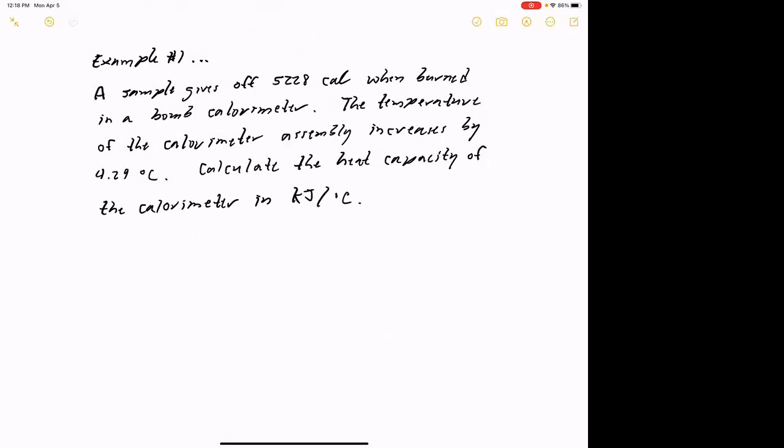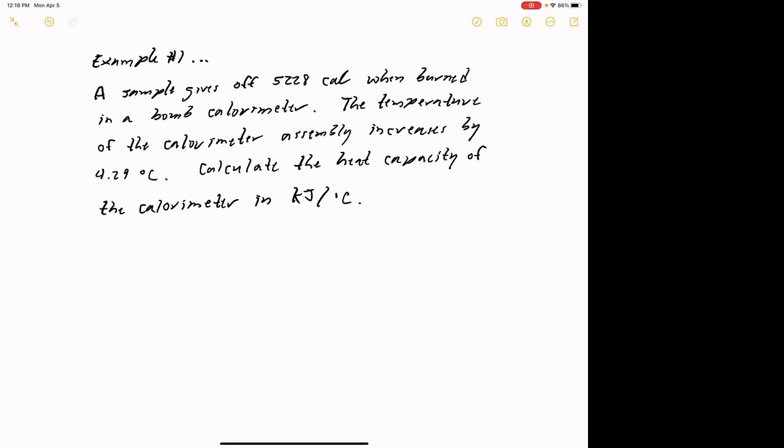But when I burn it inside the calorimeter, it's going to give off 5,228 calories of heat. Then I can measure the temperature change associated with the calorimeter assembly, and that temperature difference turns out to be 4.29 degrees Celsius. Again, I'm burning some hydrocarbon in my calorimeter, and I'm getting 5,228 calories of heat associated with that. Now I've got a delta T that goes with that. So now what I want to do is calculate the heat capacity of the calorimeter in terms of kilojoules per degree Celsius.